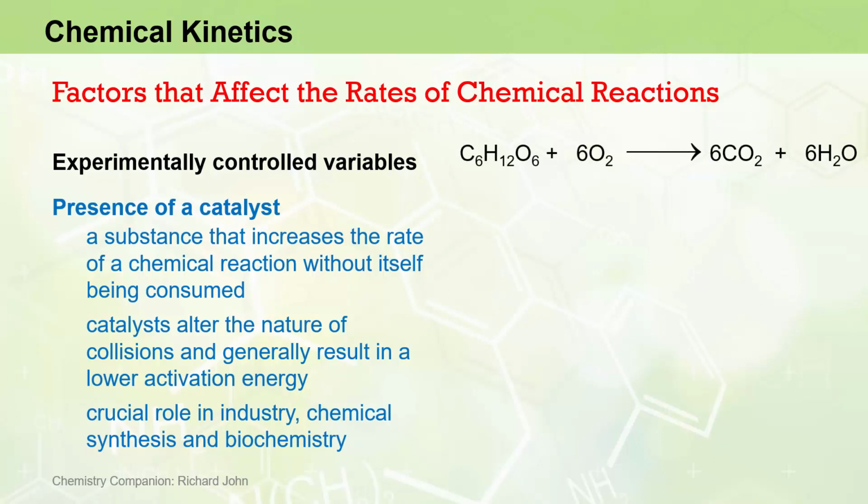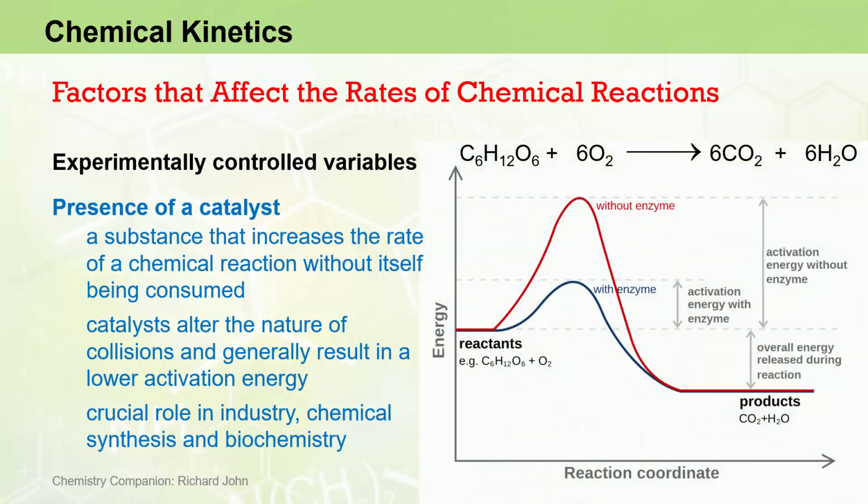We can use the example of the combustion of glucose in the presence of oxygen to produce carbon dioxide and water as an example. This energy diagram shows that to perform this reaction in the laboratory, we would need to add a lot of energy, for example by igniting a sample with a flame, just to kickstart the reaction. In other words, we would need to overcome the activation energy barrier to set up the right conditions for bond stretching, bond breaking, and ultimately new bond formation.